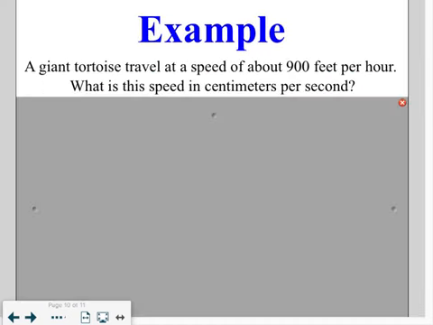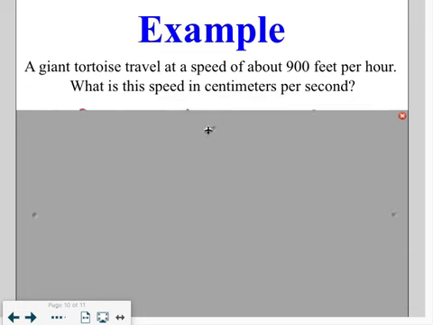Go ahead and try this problem on your own. You are going to need to figure out how to get feet into inches, and then inches into centimeters, and then seconds into hours.